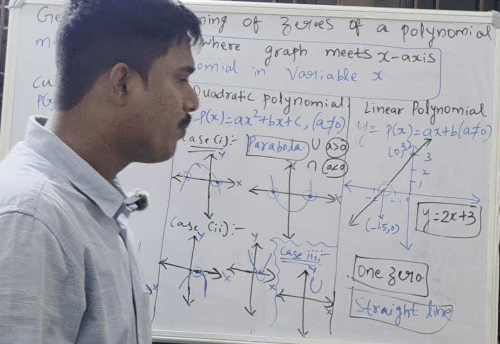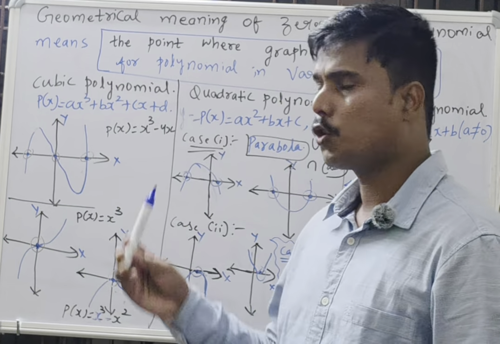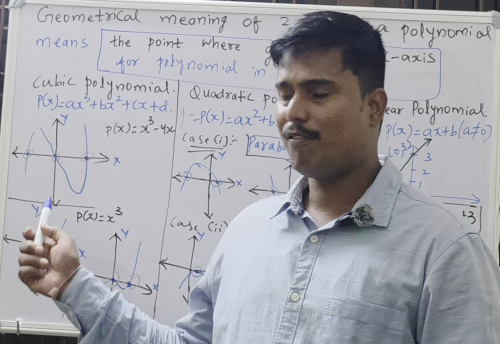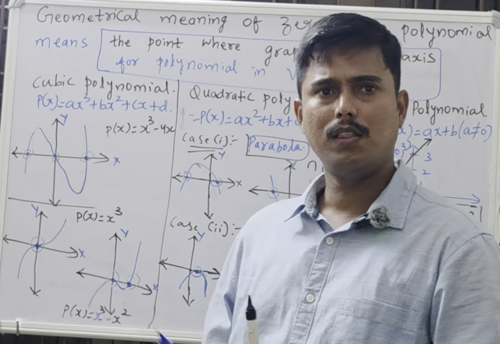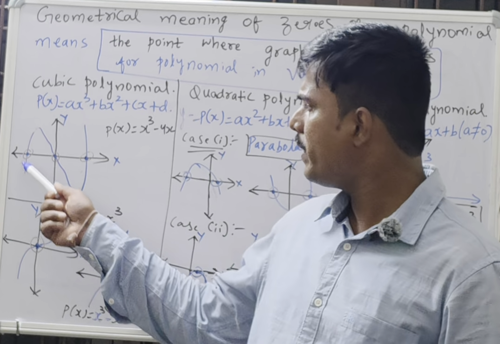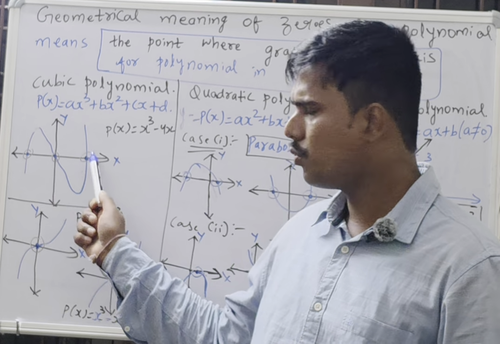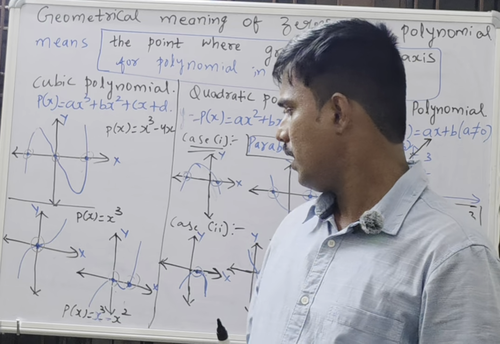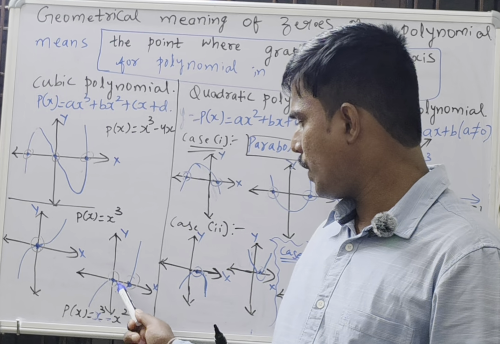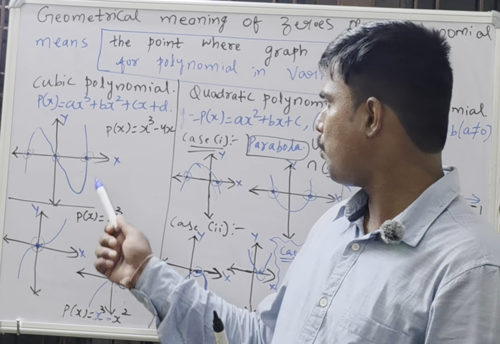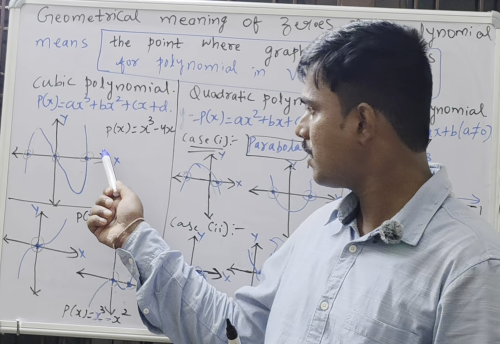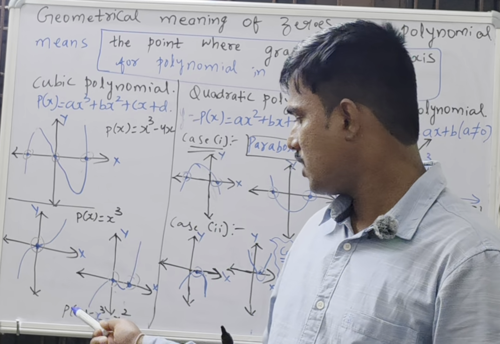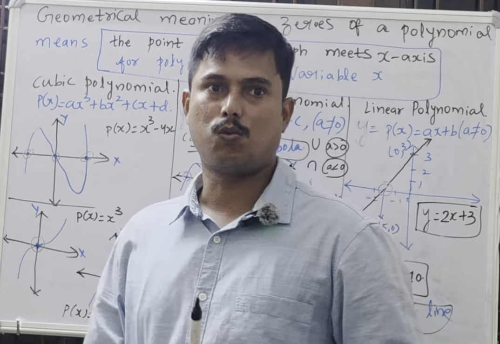The same way, if you do it for a cubic polynomial, see first example, second example, third example. Here this graph is meeting the x-axis at how many points? 1, 2, 3. Whereas this graph is meeting exactly at 1 point, only at 0. This graph is meeting the x-axis at exactly 2 points, 1, 2. So this is plotted especially for x cube minus 4x. This is plotted for x cube. This is plotted for x cube minus x squared.